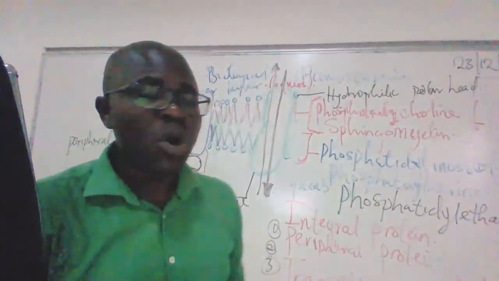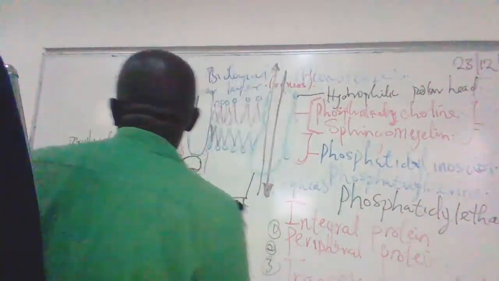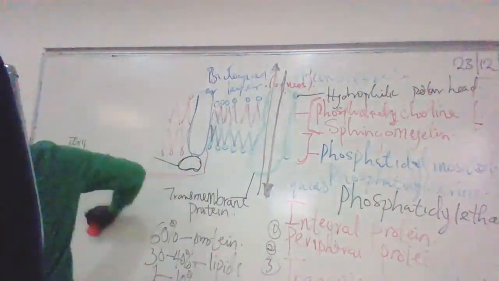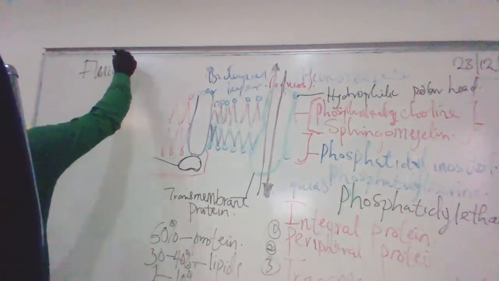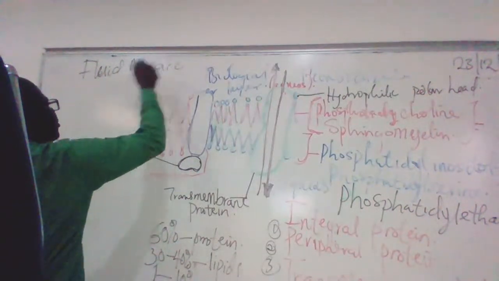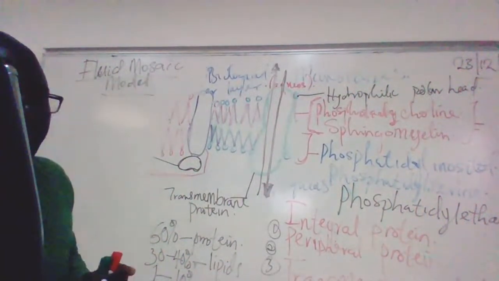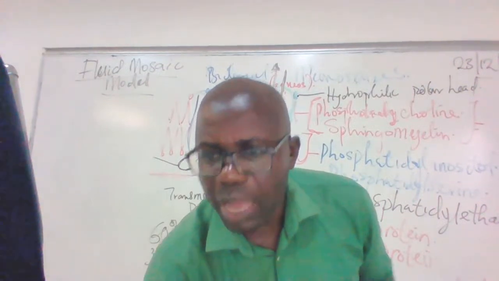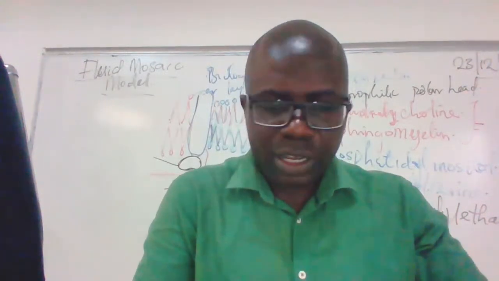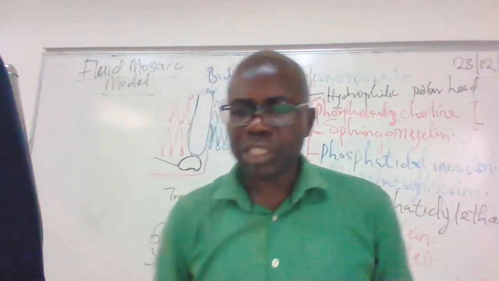So basically, we have the fluid mosaic model of a biological membrane.